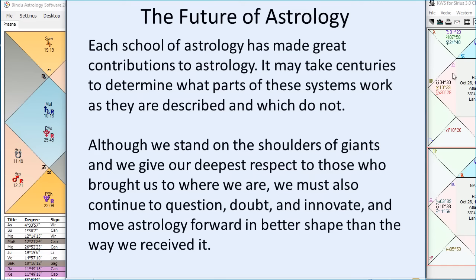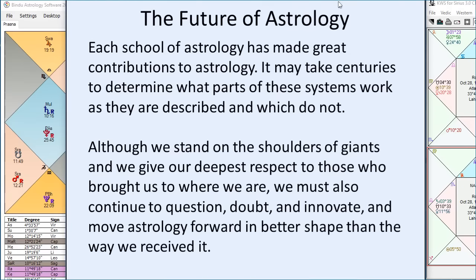I'm not saying this to pacify people. I'm not saying this to be a goody-goody New Age guy. I'm saying it because that's what I have observed. It may take centuries to determine what parts of these systems work as they are described and which do not. I think we have to be humble enough to say that some of our astrological ideas work, they do what we say they do, and some do not.